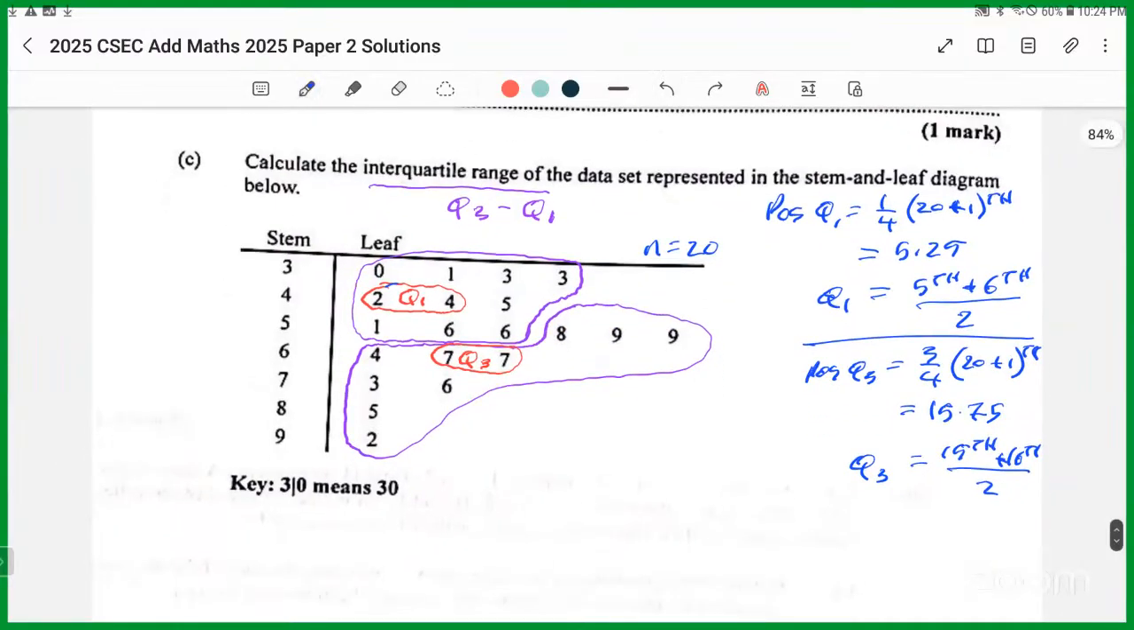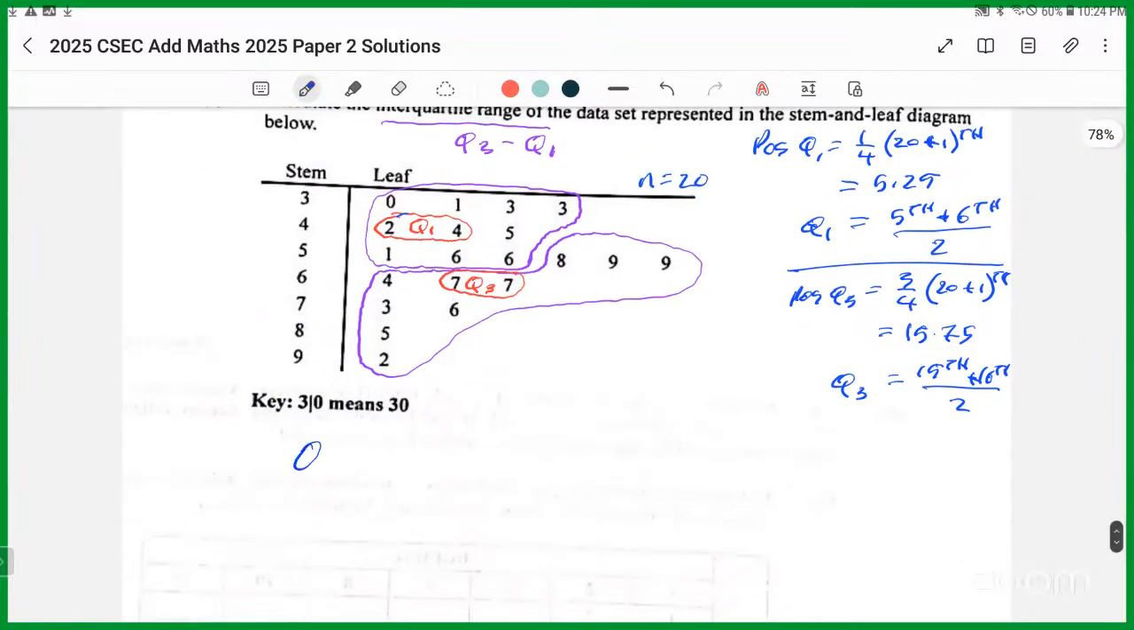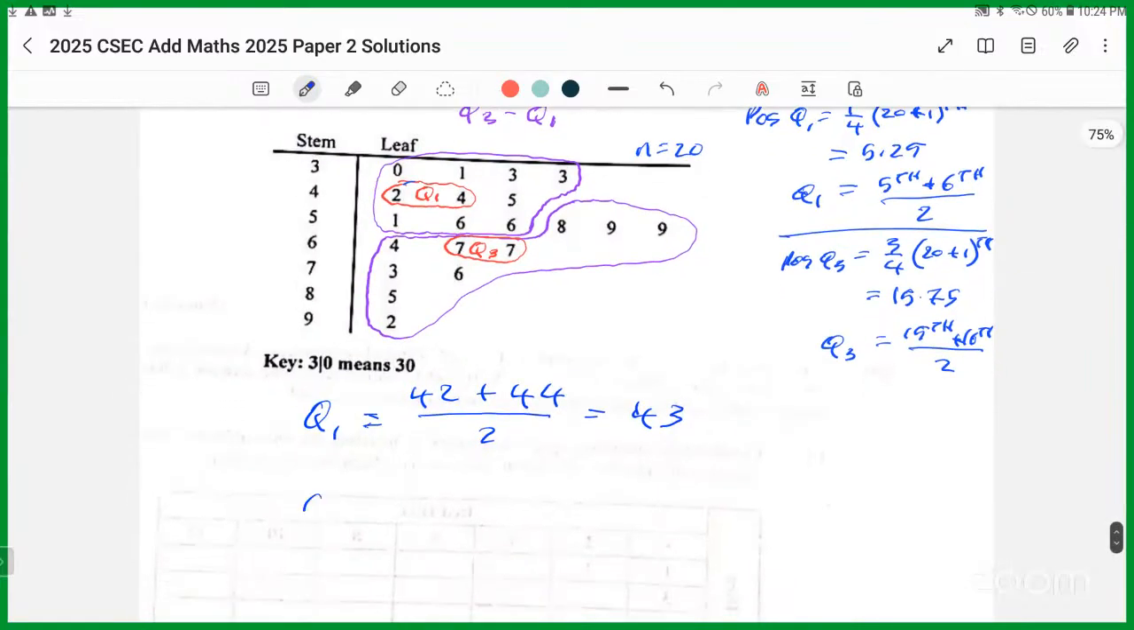In any case, for the Q1, we take the average. Remember now, this is actually 42, plus this, which is actually 44, over 2. That's going to become 43 for sure. And the Q3 is actually 67, because the two values are 67. 67 plus 67 over 2 becomes 67.